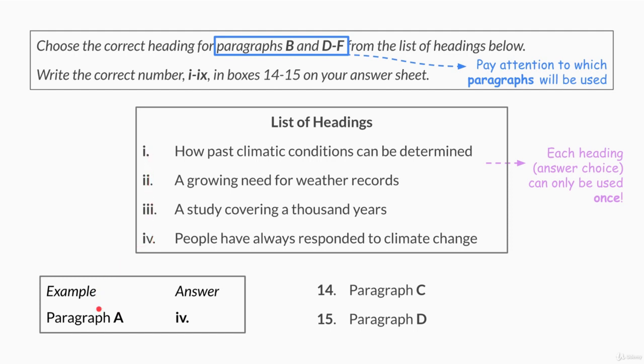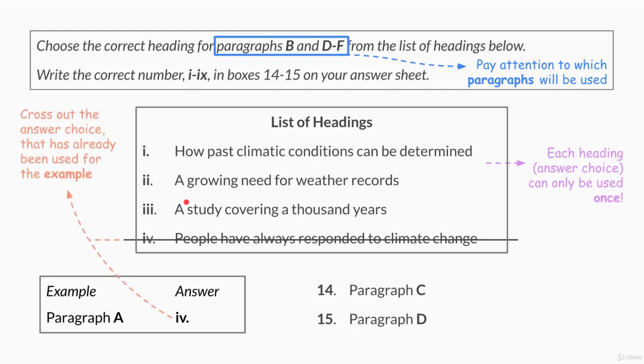So which is the best match? It tells you in the example that for an example like this, paragraph A, the correct answer is going to be number 4. So since you know that number 4 is an answer choice that is already used for the example, just cross it out. Put a line across it so that you don't confuse yourself, so that you can really narrow down the answer choices that are available to you. So cross out the answer choice that has already been used because you're not going to be using it for any of the real questions that you have here.